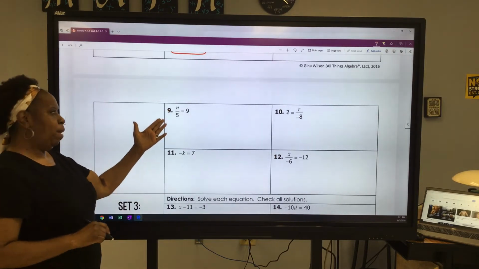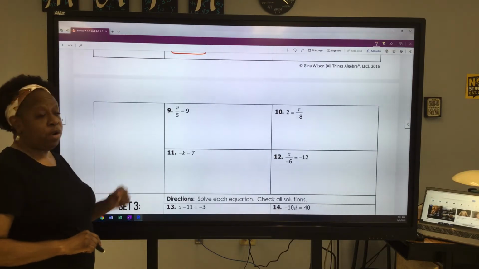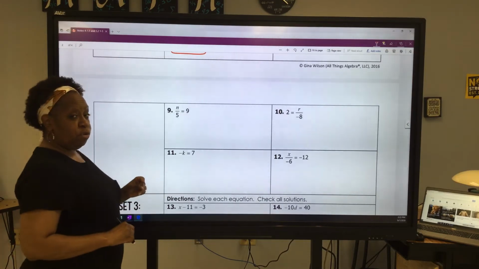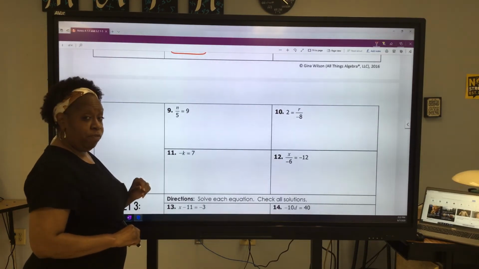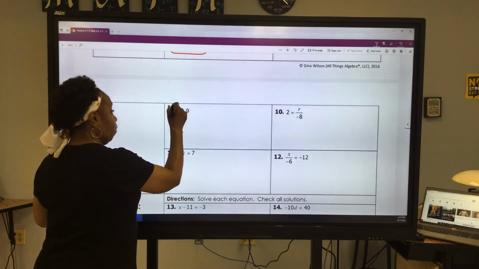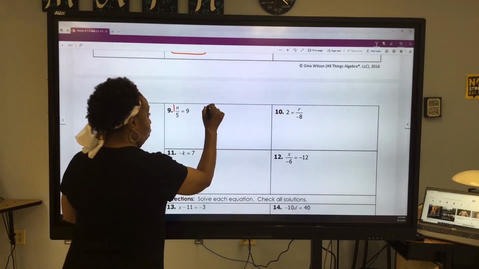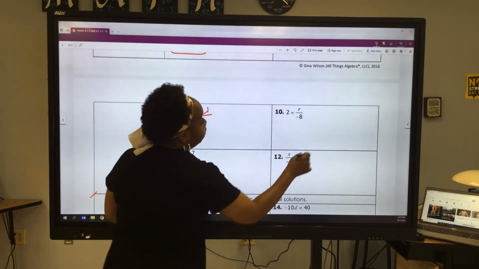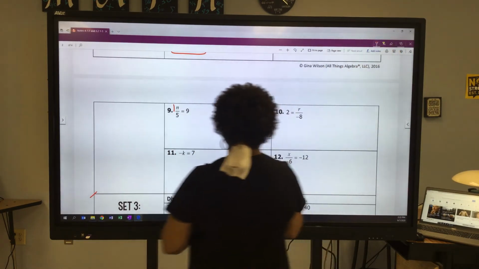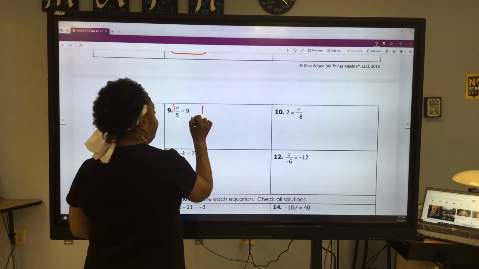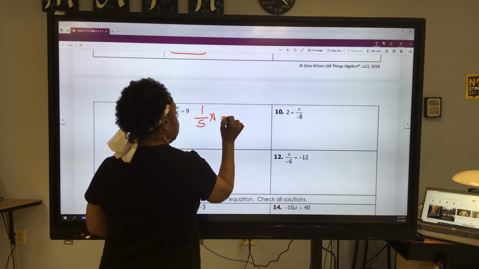Okay, take a look at number 9. Now this is a division problem. I have n over 5 equals 9. Now let me ask you, what's another way to write this problem? I want you to always remember that when you have a variable, whatever it might be, if there's no number in front of it, there's an understood 1. So that's 1n over 5, or you could say 1/5 x equals 9.